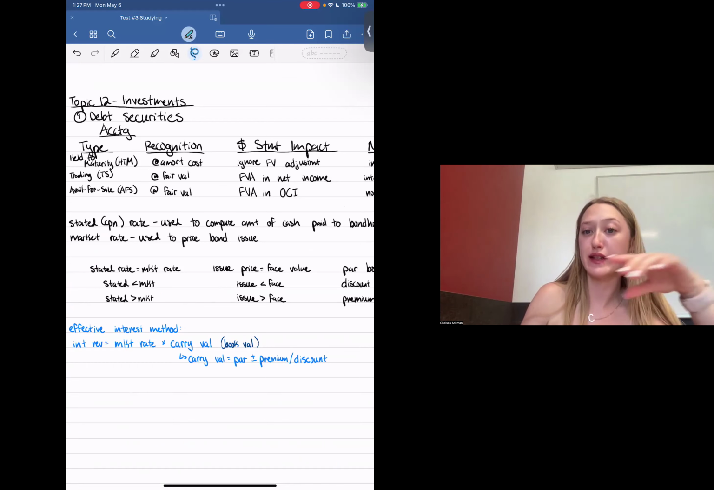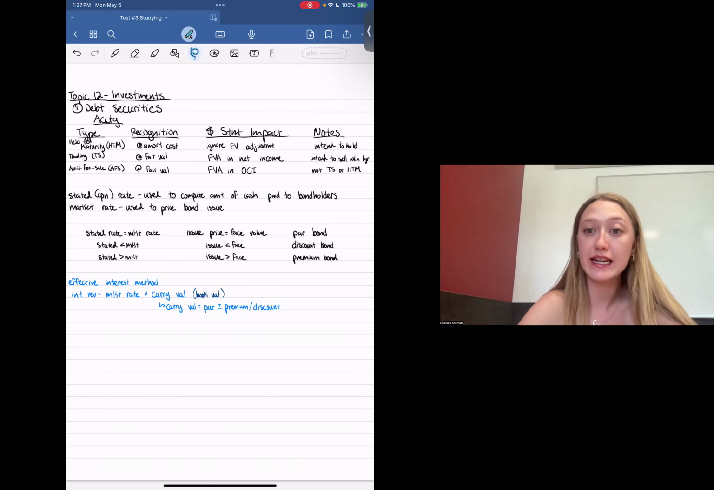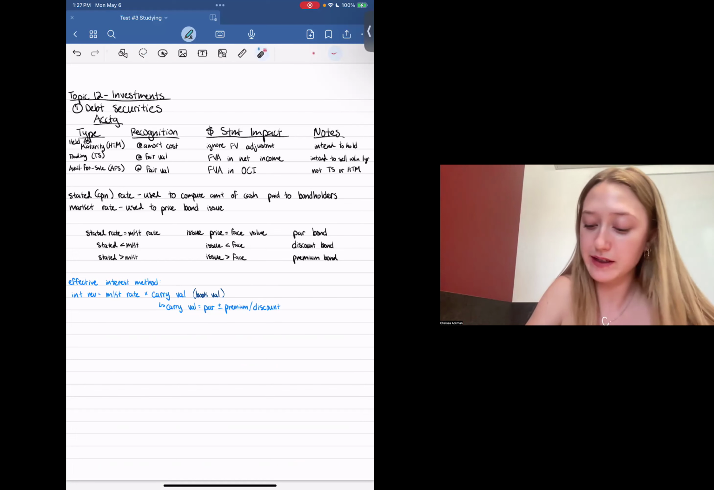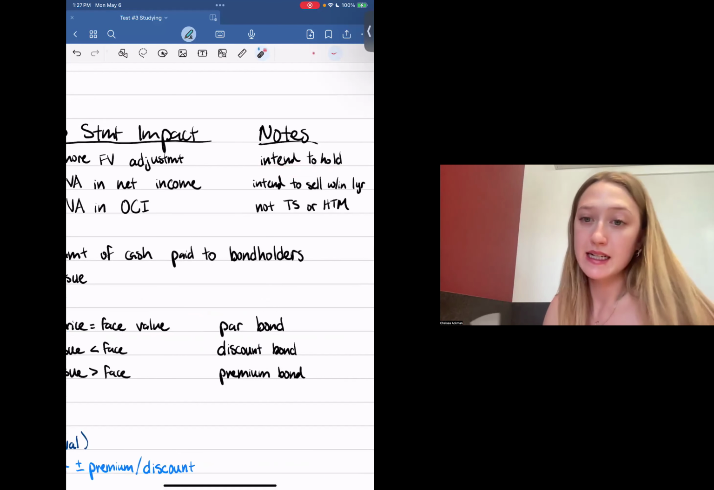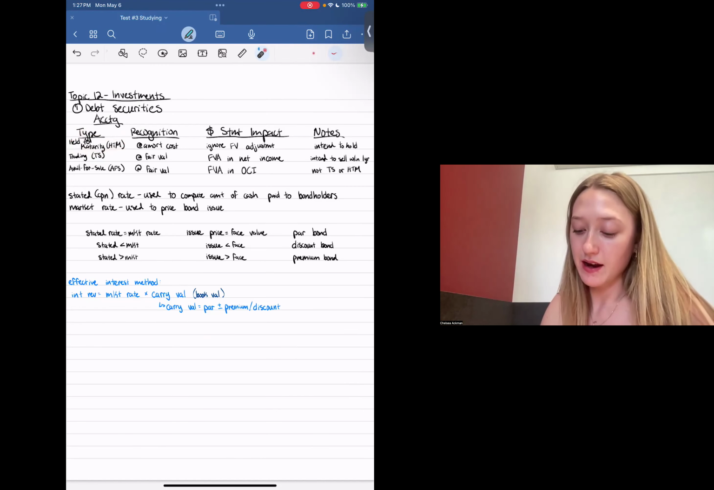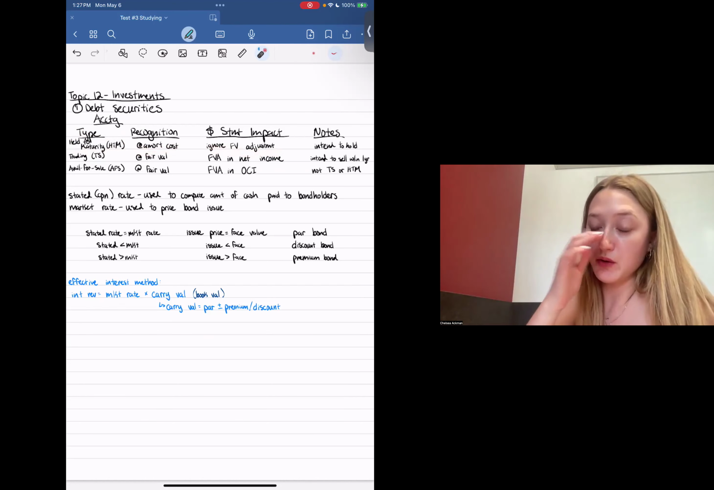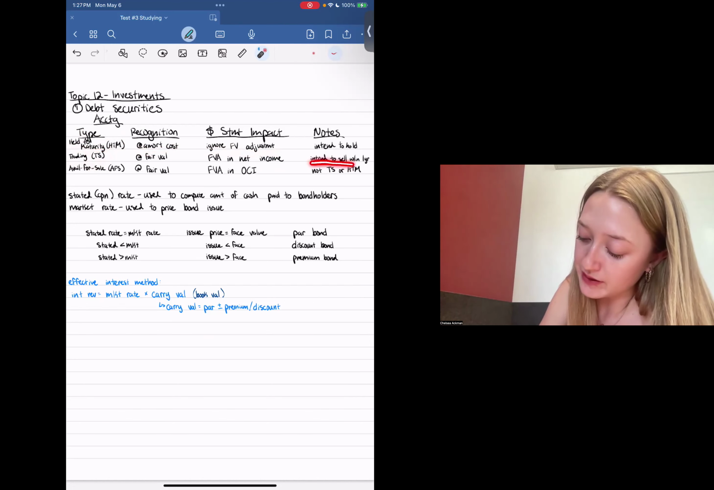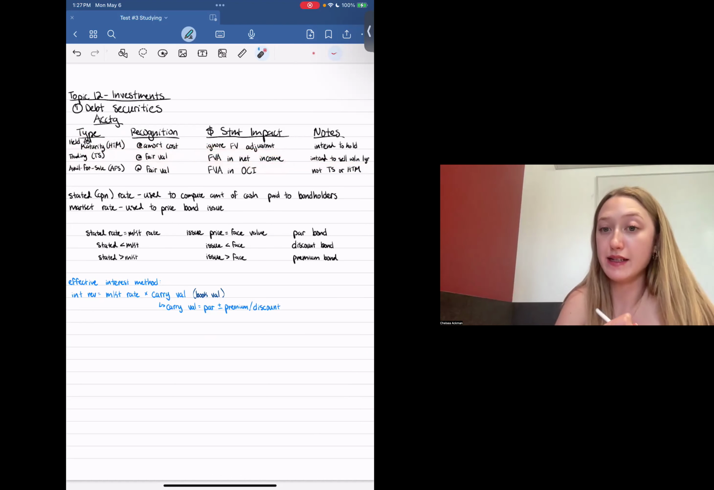So first off, with debt securities, the way you account for them depends on the type of debt security that it is. If it is a held to maturity security, which means you intend to hold it for basically until it matures, you recognize it at its amortized cost and you ignore the fair value adjustment. For trading securities, where you intend to sell them within a year, you recognize them at fair value and you put the fair value adjustment within net income.